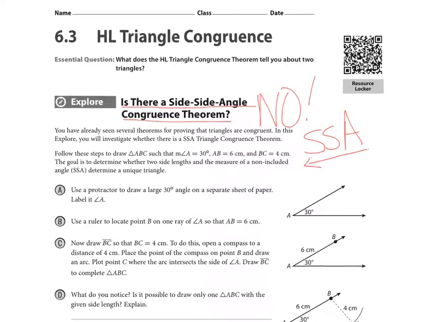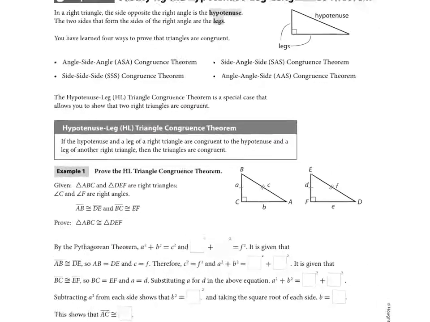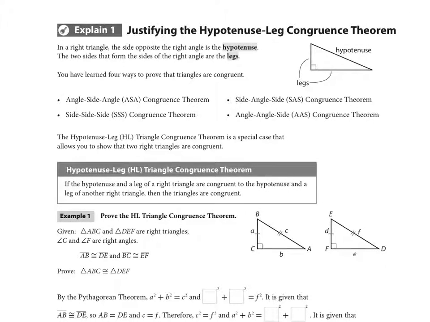But you can use this hypotenuse leg, and that's what the HL stands for: hypotenuse, I misspelled it, hypotenuse leg. So turn the page to 296, and it talks about it right here. Up here it says, remember, and maybe I ought to point this out, that the two sides that form the right angle are the legs. And see, it makes an L right there. Those are the legs. And opposite the right angle is the hypotenuse.